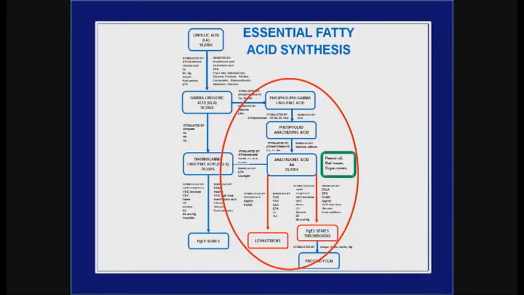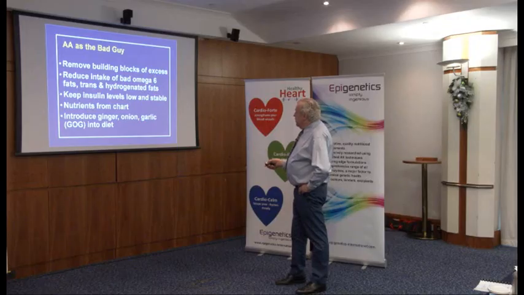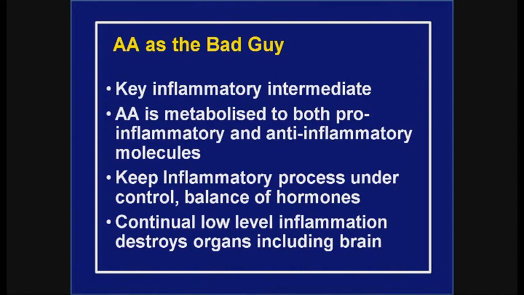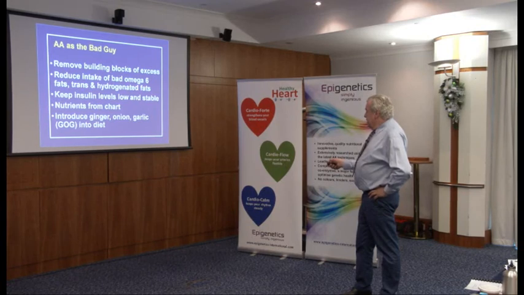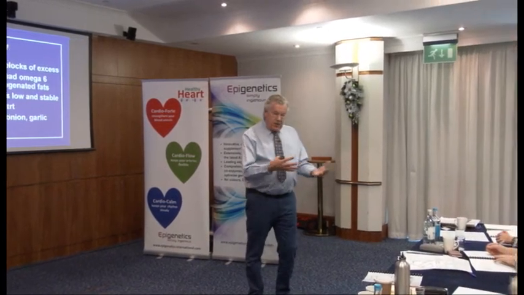So if we look here at the omega-3 cascade, let's go back to arachidonic acid, key inflammatory intermediate. Arachidonic acid metabolizes to both pro-inflammatory and the anti-inflammatories. It keeps the inflammation process as a balance or under control there. It removes the building block of excess, reduces intake of bad omega-6 trans fats and hydrogenated fats. So here we see the first introduction of hydrogenated fats, which are oils that have hydrogen pumped into them to make them harder. This is in the margarine, in the vegetable margarine industry.